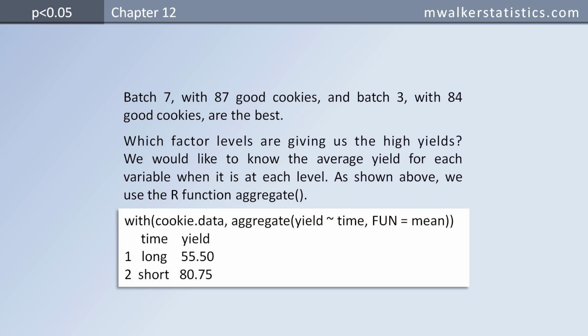Batch 7 with 87 good cookies and batch 3 with 84 good cookies is the best. Which factor levels are giving us the high yields? We would like to know the average yield for each variable when it is at each level. As shown above, we use the R function aggregate.